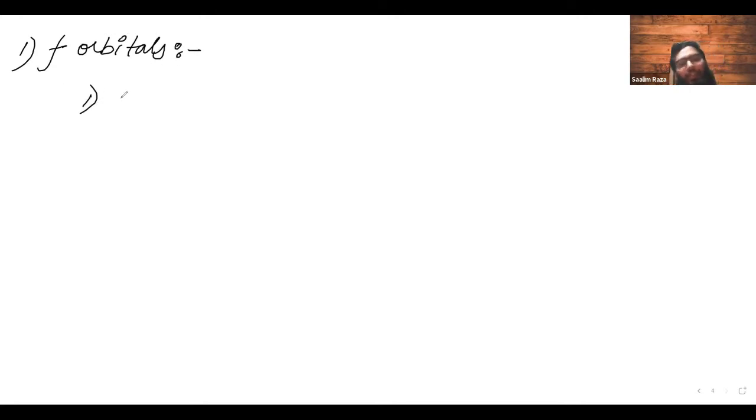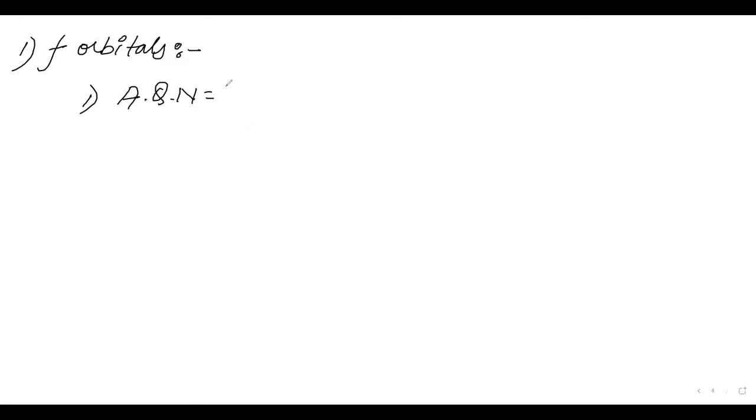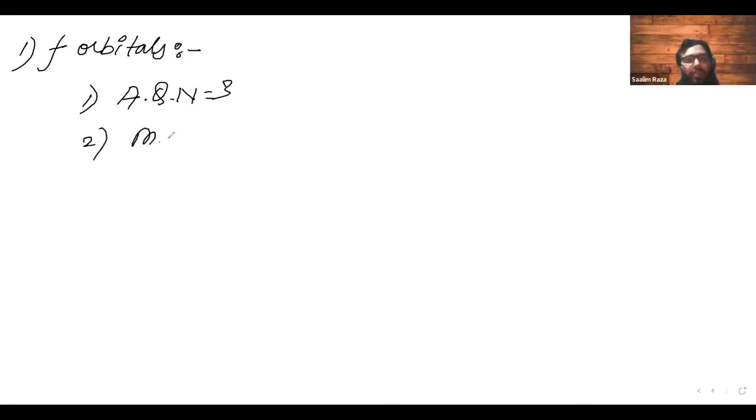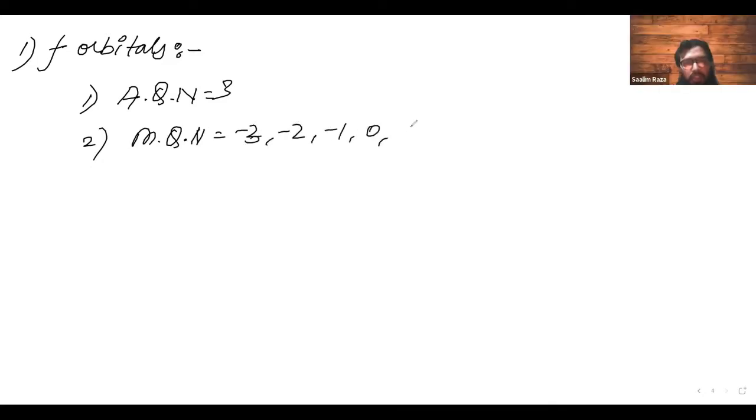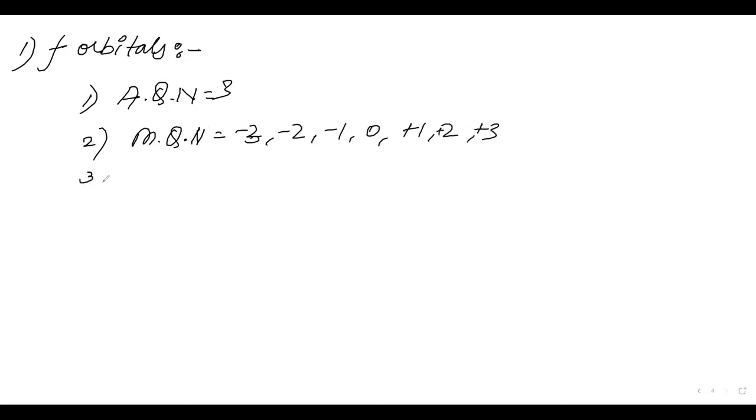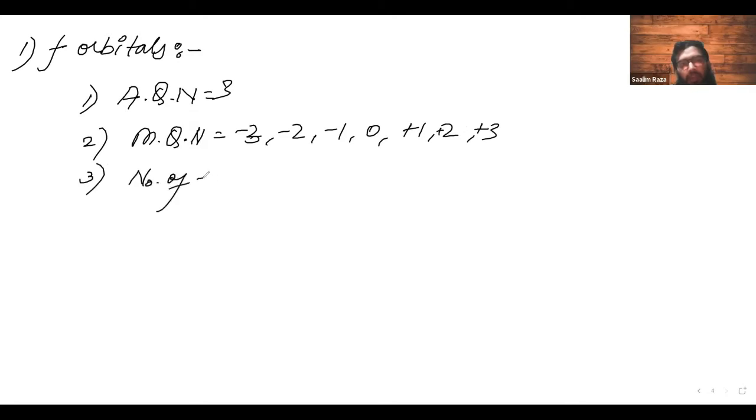For f orbitals, the only thing you have to know is what the azimuthal quantum number is. Tell me, azimuthal quantum number for f. 3. Yes, very good. So the magnetic quantum numbers would be -3, -2, -1, 0, +1, +2, and +3. Now, the third point, number of orbitals. What will be the number of orbitals? 7. Yes, 7.